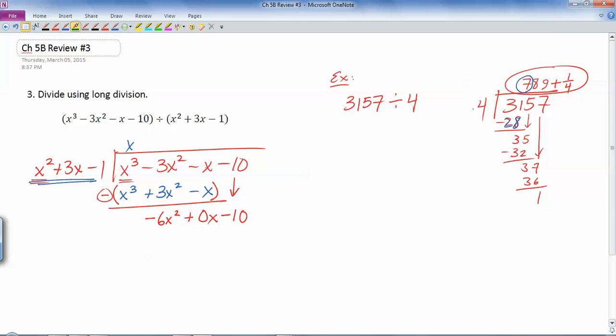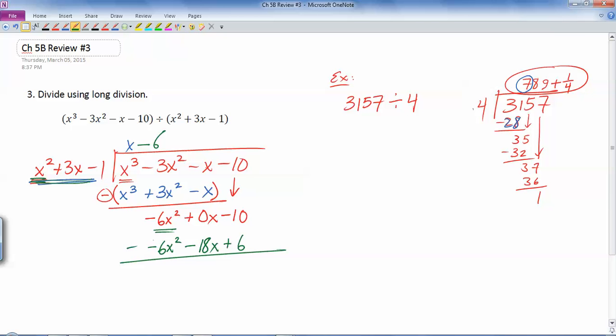So I'll switch colors here. Let's use green. So then the question is, what do I multiply x squared by to get negative 6x squared? And well, that's a negative 6. So I'm going to put minus 6 up there. And then I'm going to multiply the negative 6 by everything over here. So it becomes negative 6x squared. And then negative 6 times 3x will be minus 18x. And then negative 6 times negative 1 is going to be plus 6.